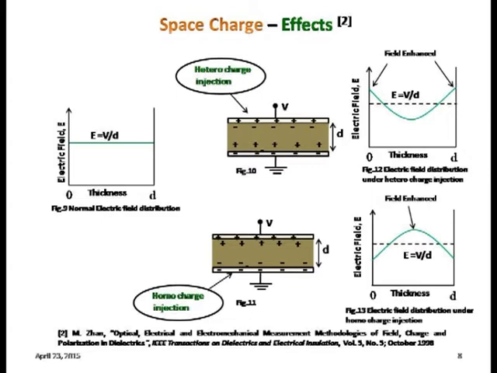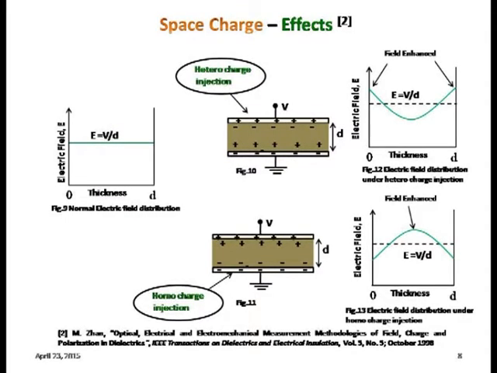But when charges are formed like this, for example heterocharge injection like this, this is the kind of electric field you will observe. Why will you observe such an electric field? Using Poisson's law, you can obtain this equation: 1 by epsilon, integral of rho dx, will give you the electric field. So the integration of space charge will give you the electric field.